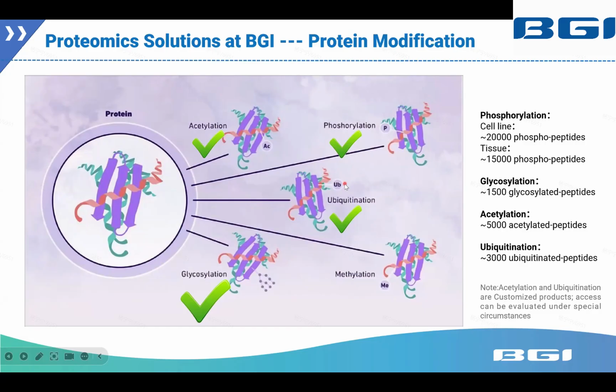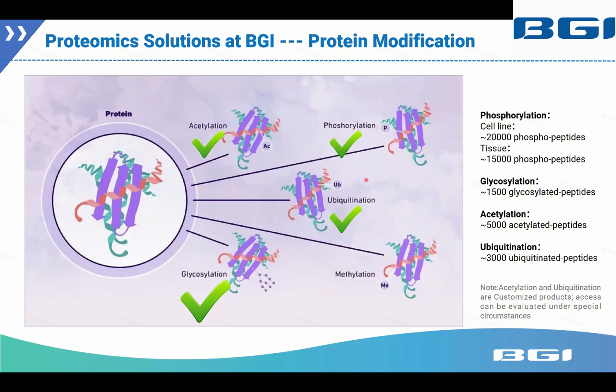And the next part is post-translational modification. If your purpose is to know the modifications in proteins, you can choose all these products. After a protein is produced on a ribosome, a chemical group will be added to its amino acid residues, so its structure will change.